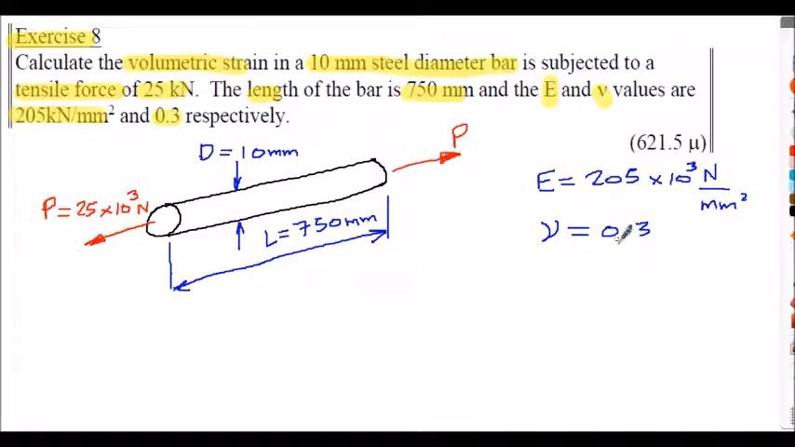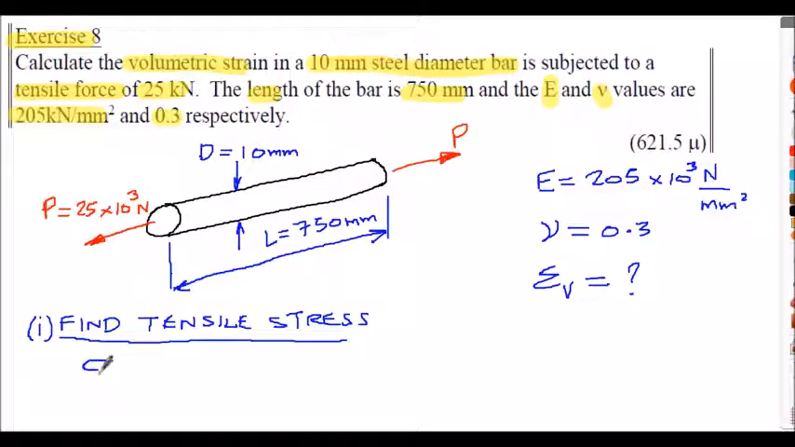We've got to try and find the volumetric strain. So we're trying to find the epsilon V here. So what I think I'll do is I'll work out my strain in the x direction, and I'm going to work out strain in the other directions, the y and the z direction, using the Poisson effect, and I'll add my three strains up. So first of all, let's calculate the tensile stress induced.